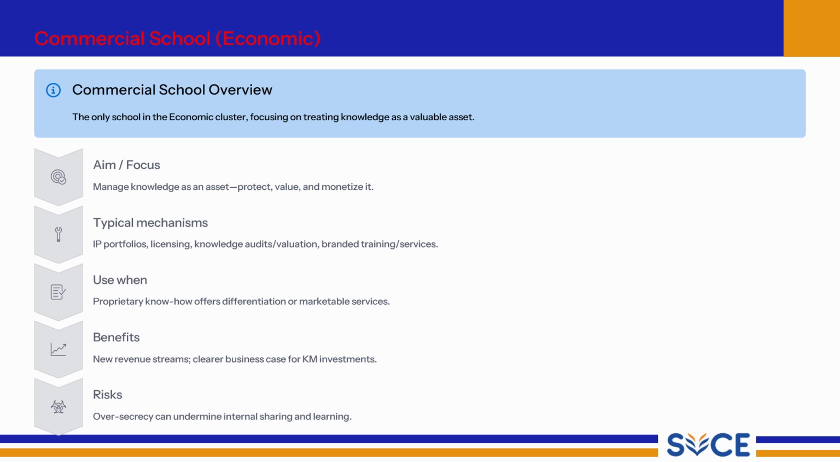And what are the typical mechanisms in the commercial school? Intellectual property portfolios, licensing, knowledge audits, valuation and branded training services. When are we going to use it? When proprietary know-how offers differentiation or a marketable service. This approach works best when proprietary know-how sets you apart in the market, or when knowledge itself can be sold as a service. What you know sells.